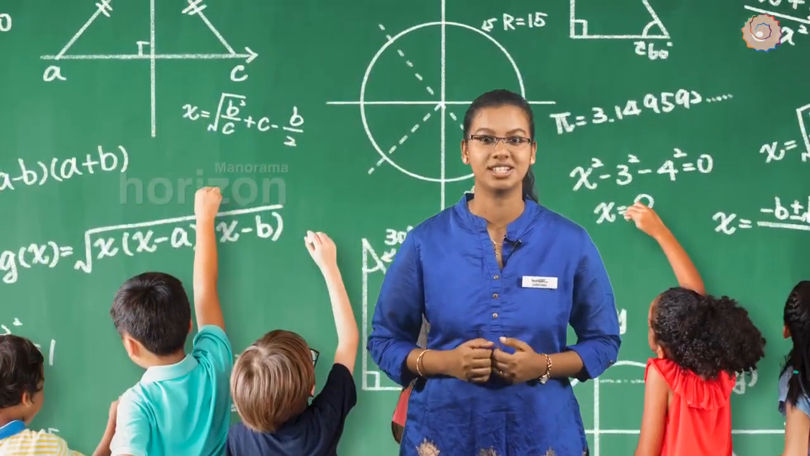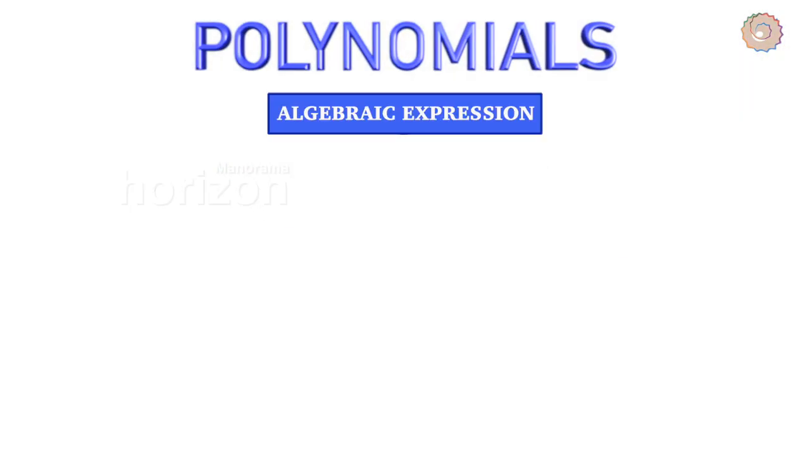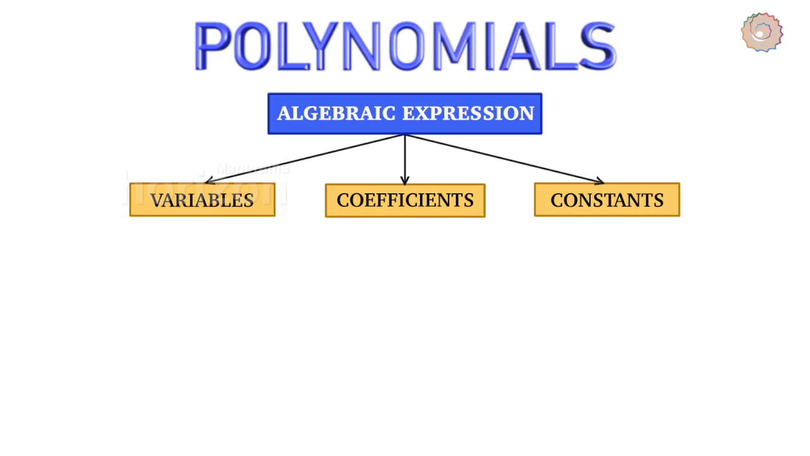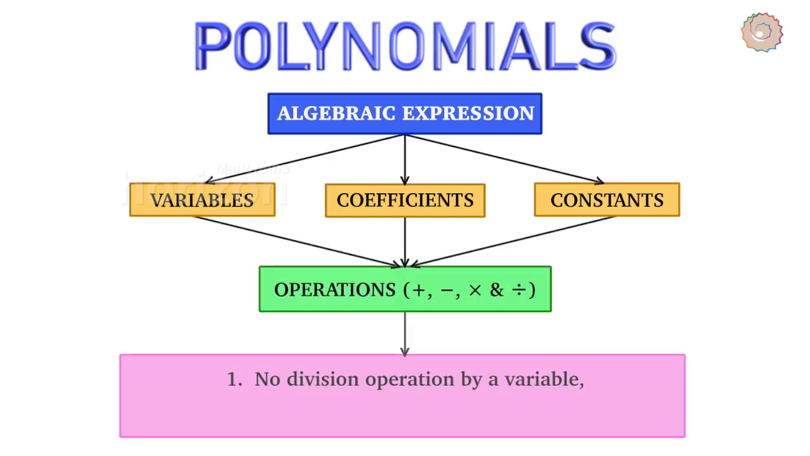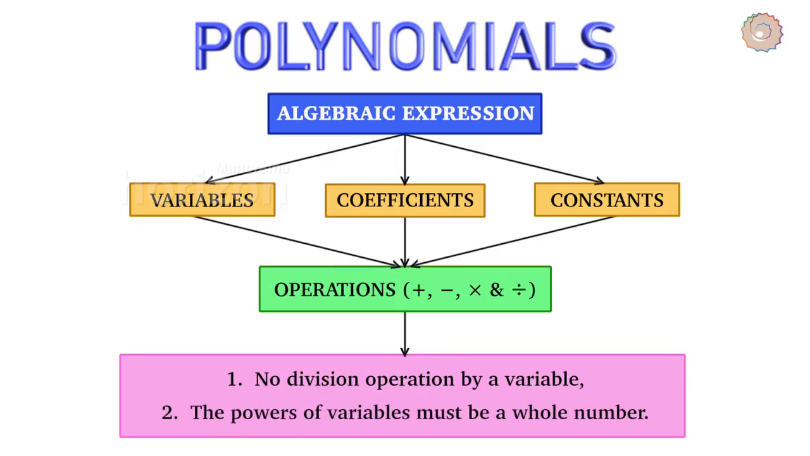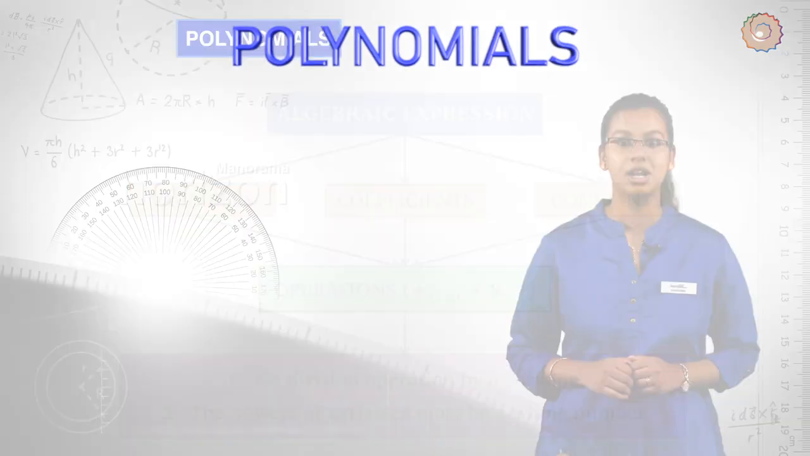From roller coasters built by engineers to the food we eat, polynomials are used for calculations. A polynomial is an algebraic expression with variables, coefficients and constants combined using mathematical operations, provided no division operation by a variable and the power of the variable must be a whole number.